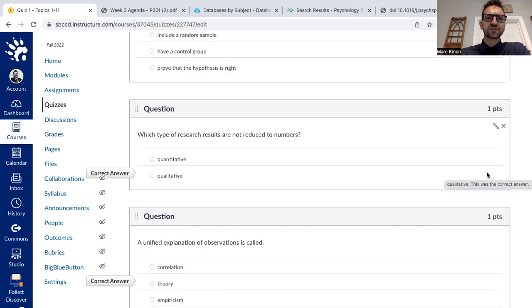Which type of research results are not reduced to numbers? These are qualitative. So quantitative is when we're dealing with numbers. And you'll see that if you look at personality and gay marriage attitudes, that would be something like the Rosenberg self-esteem scale, right? Where there's 10 questions related to self-esteem, and they're answered on a Likert scale. And then you can calculate an average self-esteem score for every single participant in the study.